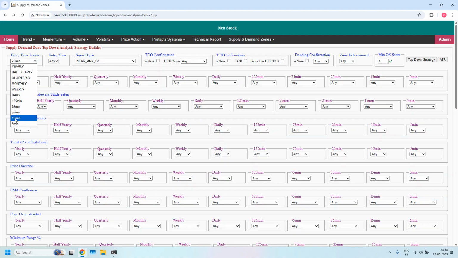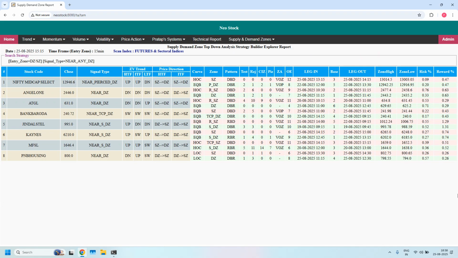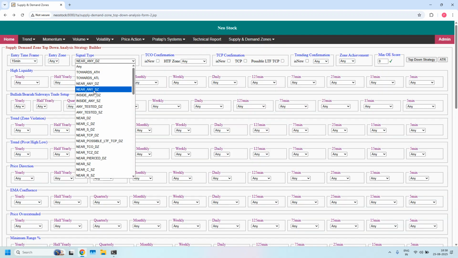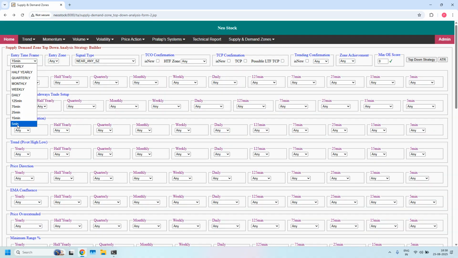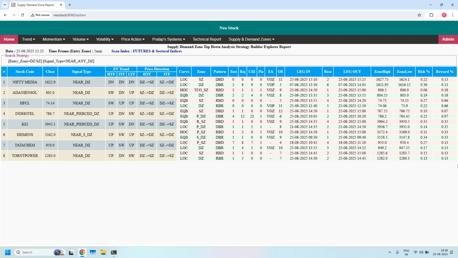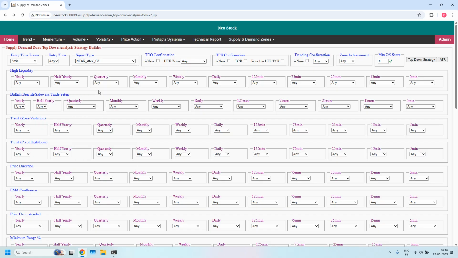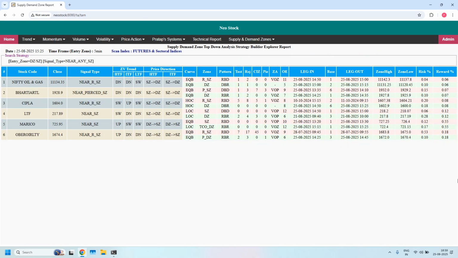Next time frame is 15 minutes. Stocks near to the 15 minutes demand zone. We got 8 stocks. Next, stocks near to the 15 minute supply zone. We got 5 stocks. Next time frame is 5 minutes. Stocks near to the 5 minutes demand zone. We got 8 stocks. Next, stocks near to the 5 minute supply zone. We got 6 stocks.